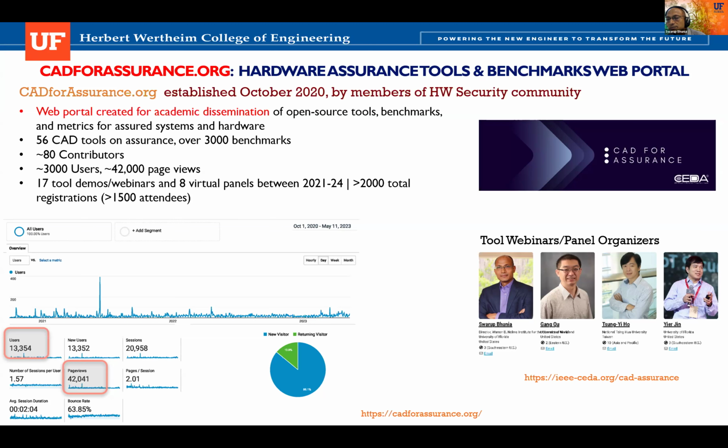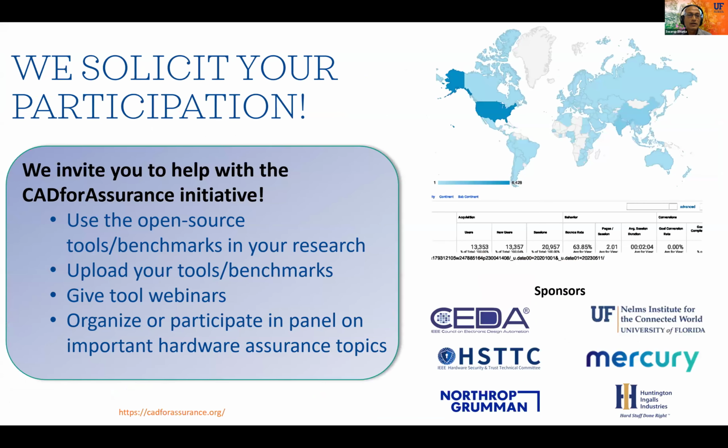This effort is being led by myself, Professor Gang Qu, Professor Sunny Ho, and Professor Yier Jin. I would like to invite all of you to participate in the CAT for Assurance initiative. You can use the tools and benchmarks on the website. You can upload your tools and benchmarks. There's a link to upload. If you want to do that, please let us know. You can also give tool webinars to the broader community. And finally, you're also welcome to organize or participate in these virtual panels.